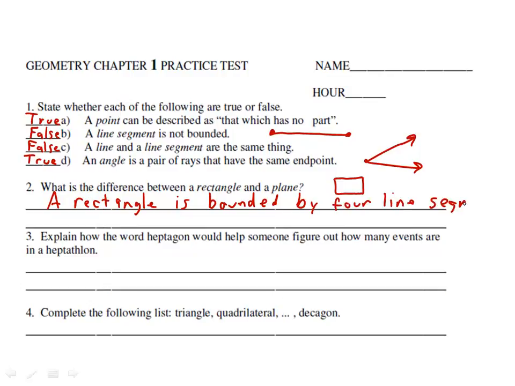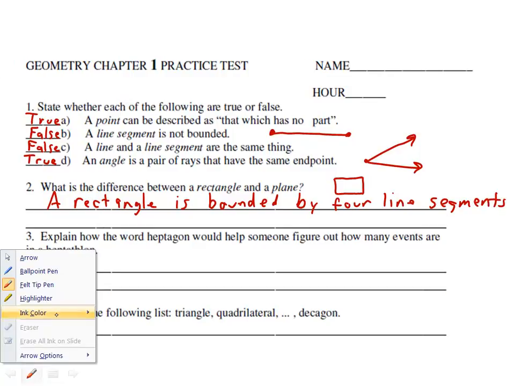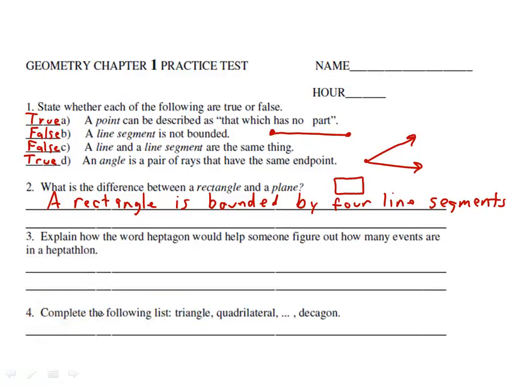The biggest problem with this particular question, as I was telling you in class, is that people will often just say this and be done with it. If you're making a comparison, drawing a difference between two things, you got to talk about both things. Okay, so plane has no boundaries.